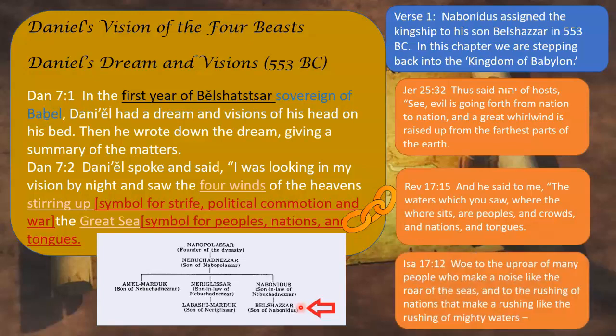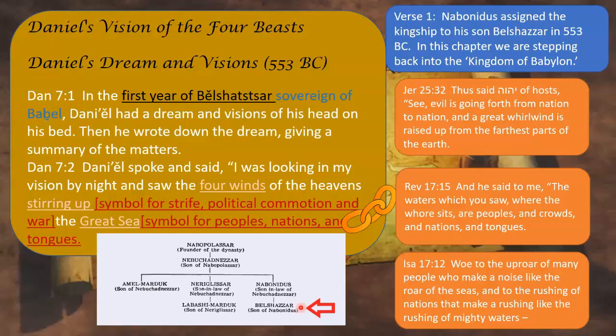And Isaiah 17:12, woe to the uproar of many people who make a noise like the roar of the seas, and to the rushing of nations that make a rushing like the rushing of mighty waters. We also have in verse 2, I was looking in my vision by night, and I saw the four winds of the heavens stirring up. Again, the four winds stirring up is a symbol for strife, political commotion, and war.